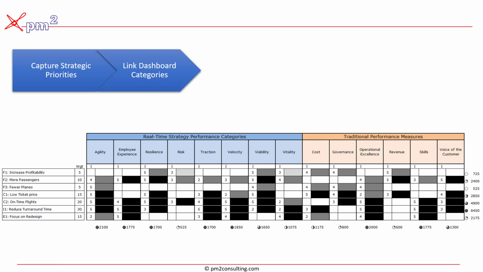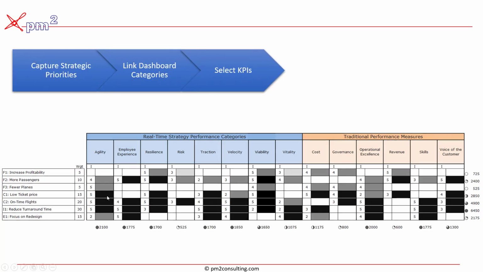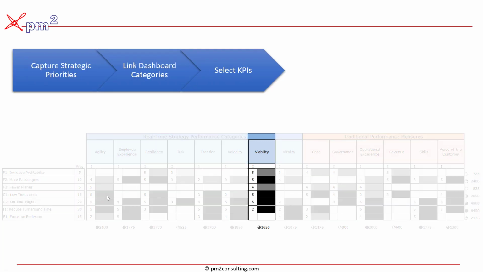In addition, there's some traditional performance measures that we found you can't do without, things like cost, revenue, skills, voice of customer. And we identify where are the critical performance nodes, where is agility going to help us execute on that strategy. And from there, we can identify in the next phase the key performance indicators based on our proprietary list of existing and new age KPIs.